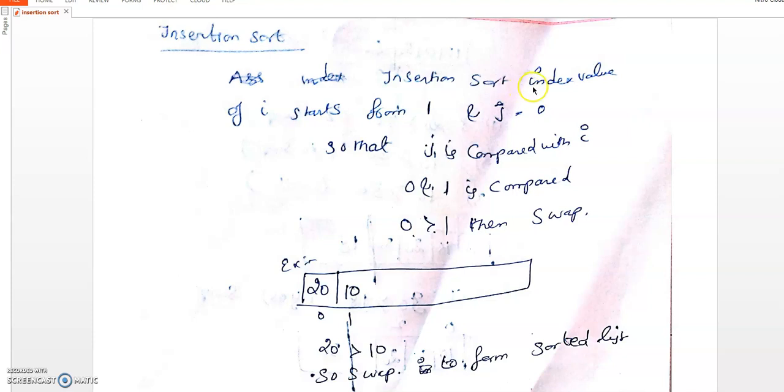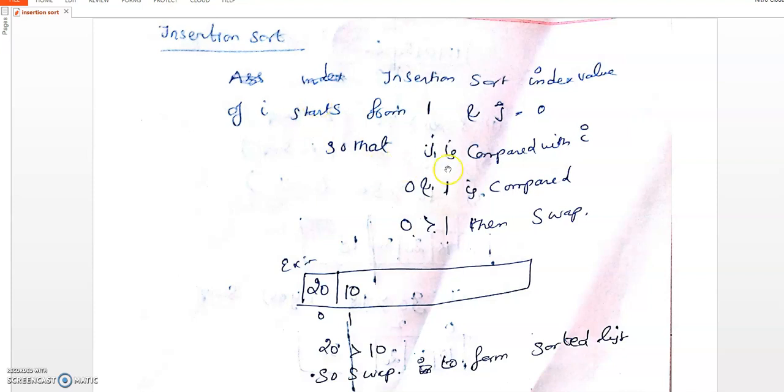In insertion sort, the index value I starts from 1, and J is an inner loop that starts with 0. Understand? I told this concept before: sorting can be done using the nested loop concept, an inner loop and an outer loop. Using the outer for loop, we use I as the index variable, and for the inner for loop we use J as the inner variable.